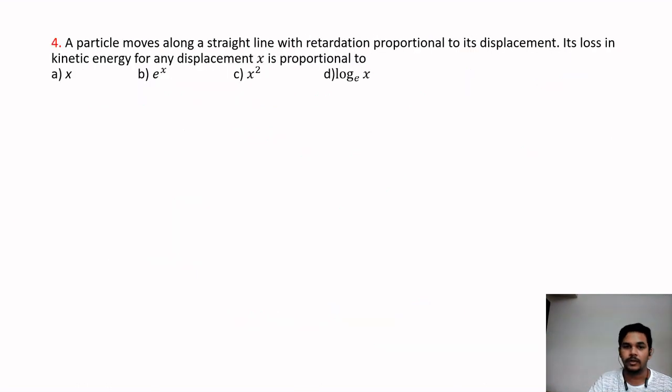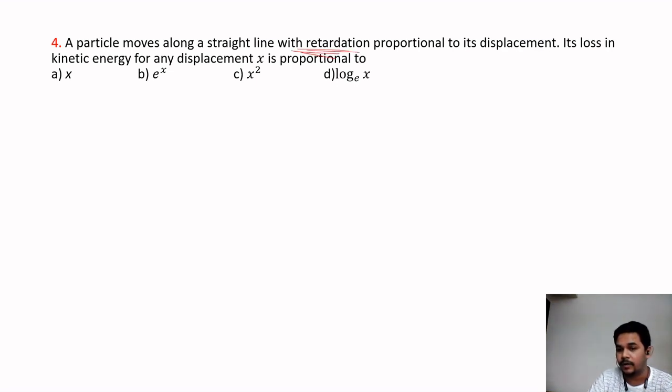Okay, so let's go to the next question. What is given here? A particle moves along a straight line with retardation. Okay, it is given retardation, it is not acceleration. Remember, in this case, it is given retardation. Very important point.